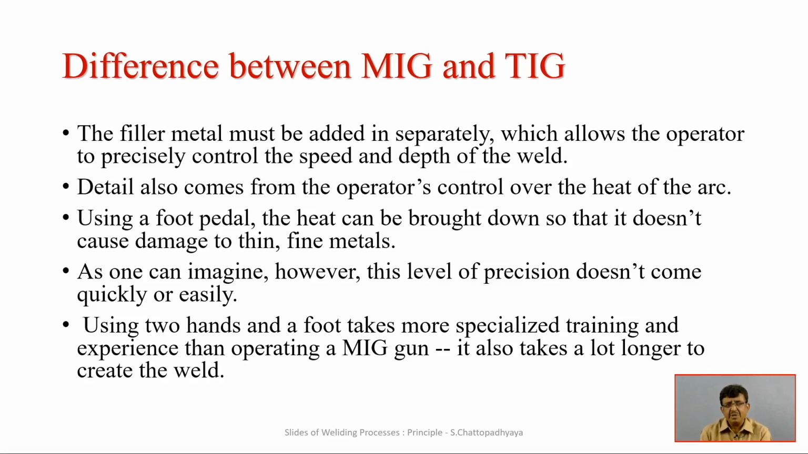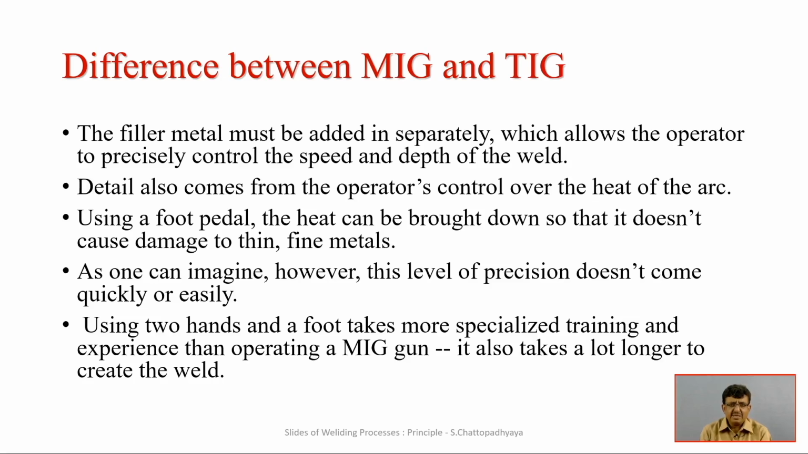Detail also comes from the operator's control, because how the feeding happens and what the deposition will be all depend upon the skill of the operator. One can imagine this level of precision does not come quickly or easily, because a lot of experience is needed. Good welders are an internationally demanded job all over the world. It comes with a lot of practice, a lot of skill, and real-time exposure. People can get this domain knowledge to do these things in a reliable manner.